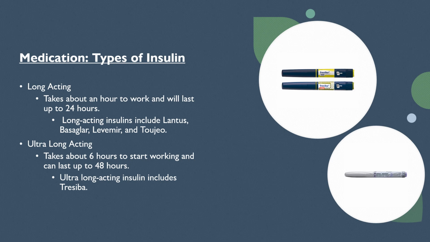Long acting insulin takes about an hour to work and will last up to 24 hours. Long-acting insulins include Lantus, Basaglar, Levemir, and Toujeo. Ultra-long-acting insulin takes about 6 hours to start working and can last up to 48 hours. These insulins include Tresiba.